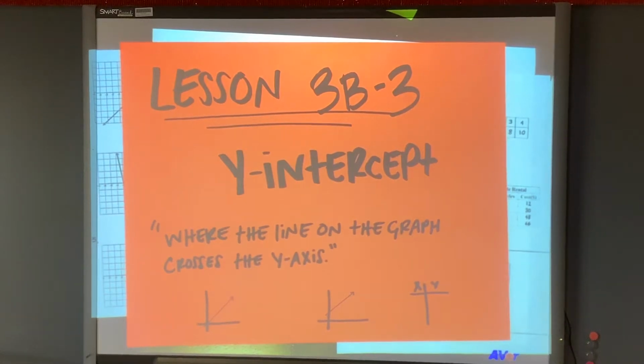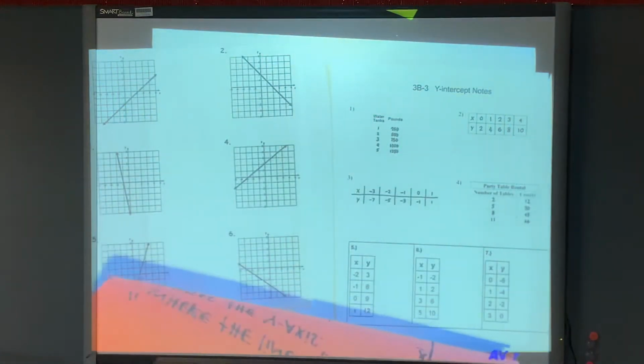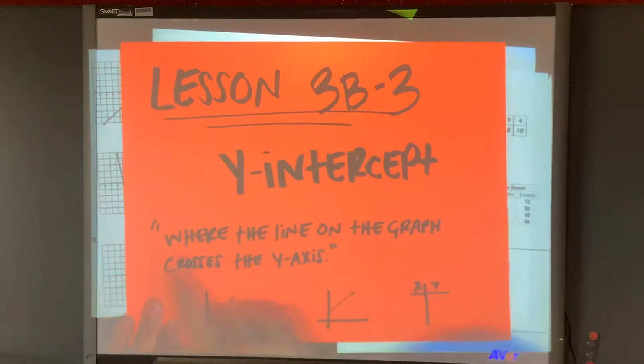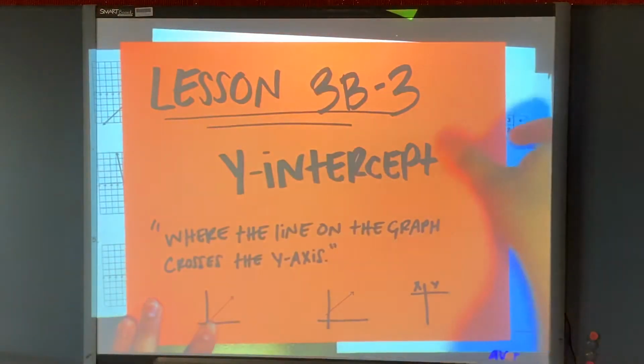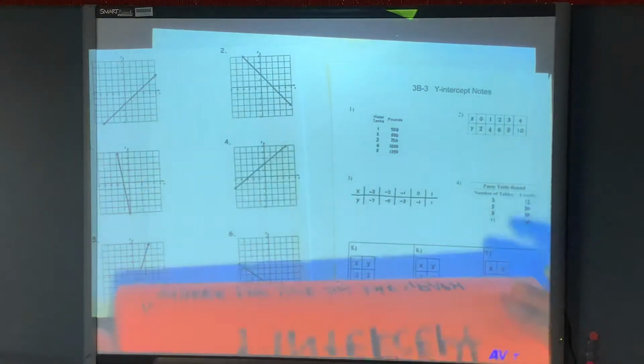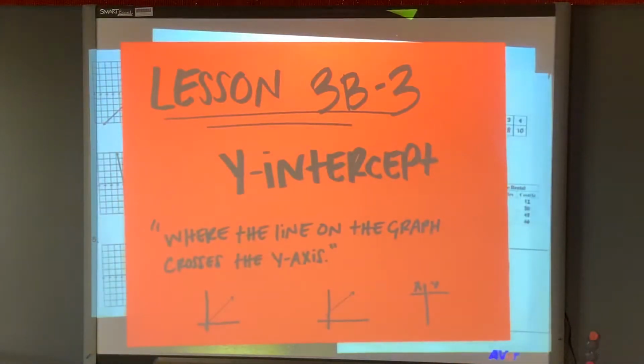Hey guys, this is your video for lesson 3B-3 over y-intercept. This is the first lesson of the pathway. You have notes that look like these to go along with it. These will be glued on separate pages in your journal. However, I do want you to write all this information on the top of the page that has the graph paper on it, because this is kind of like the introduction to the y-intercept.